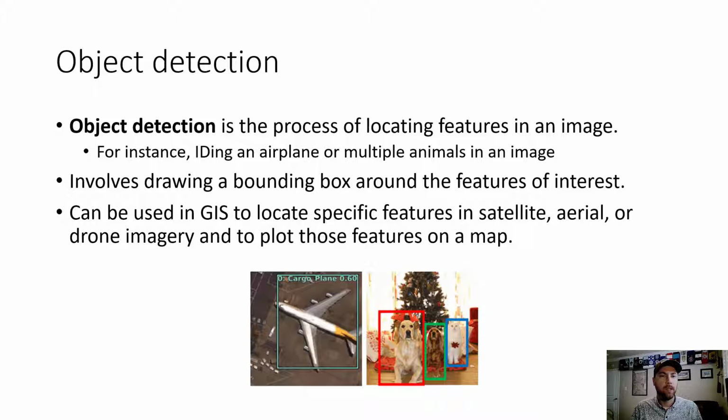Object detection. So object detection is the process of locating features in an image, for instance, IDing an airplane or multiple animals in an image, as the examples show below. This involves drawing a bounding box around the features of interest to say, here they are, right? And you're going to be doing this in this week's lab. So you actually have some experience with this. And it can be used in GIS to locate specific features in satellite, aerial, or drone imagery, and to plot those features on the map.